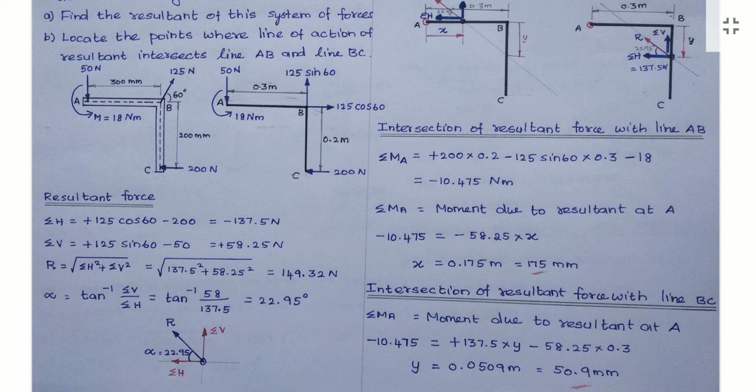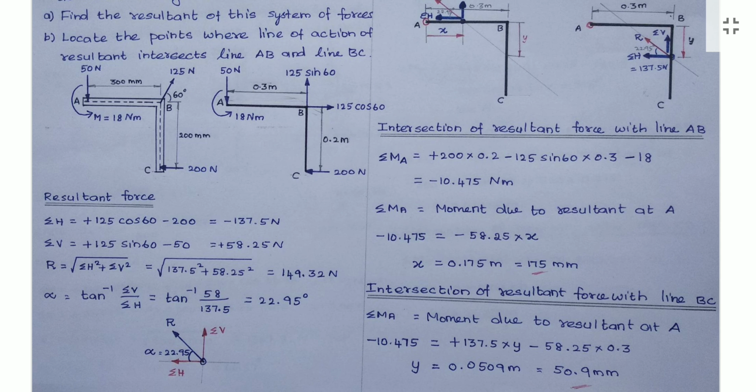Here the resultant force, sigma H and sigma V, acts at this point. This sigma H will rotate in which direction? The point A is fixed, so this horizontal force will rotate about center A as a clockwise moment. The sigma H value you already know is 137.5, into the perpendicular distance. Sigma H is acting like this, so the perpendicular distance is this distance up to the point A. This is the unknown value y.